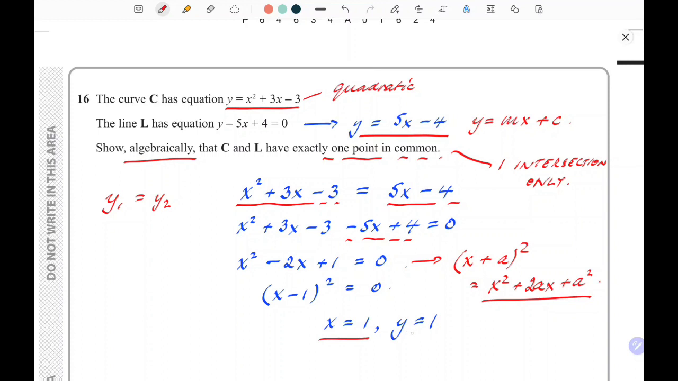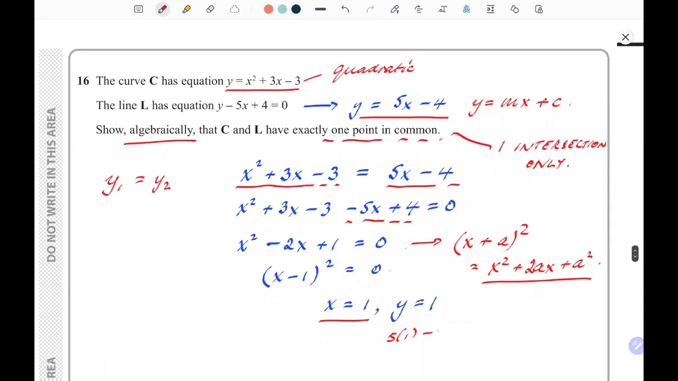And therefore, y also equals 1 when you put it back into the second equation, let's say the line. So 5 times x, 5 times 1, minus 4 equals 1. So that gives you y equals 1. And there are no other solutions, all right?